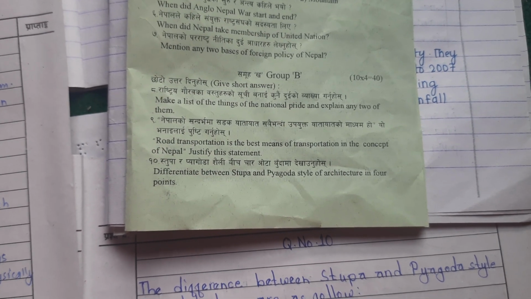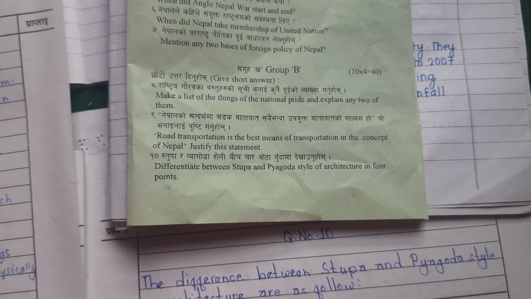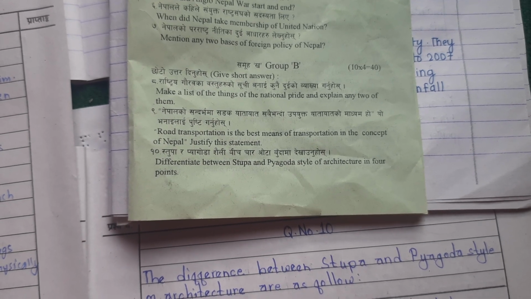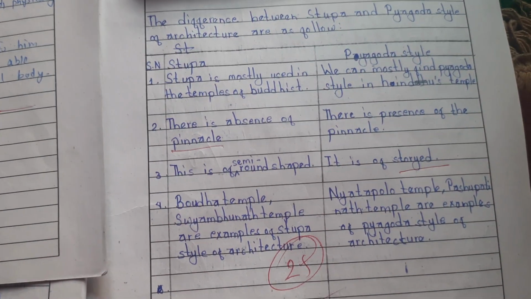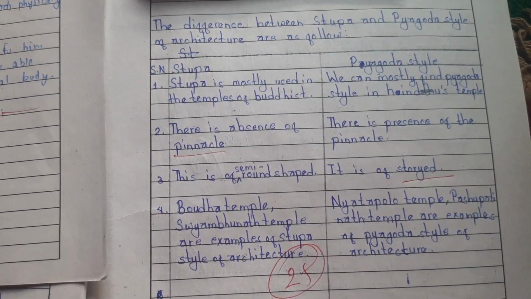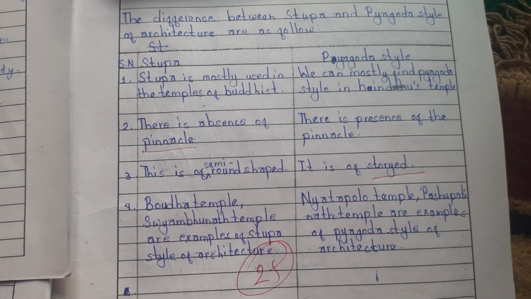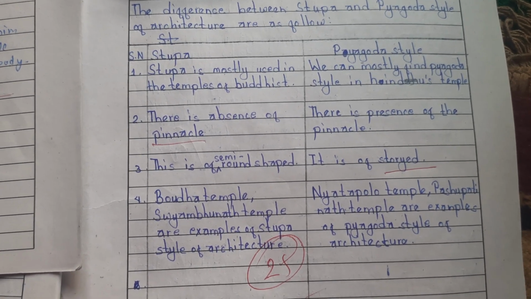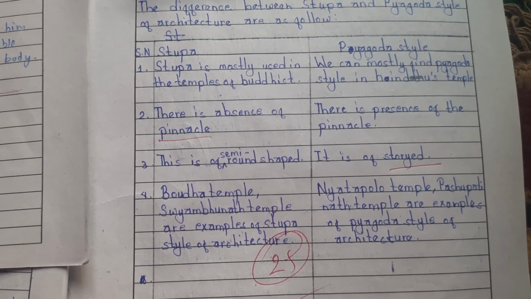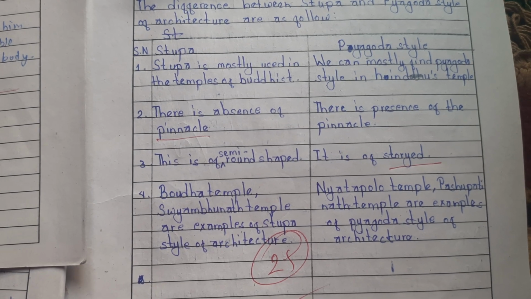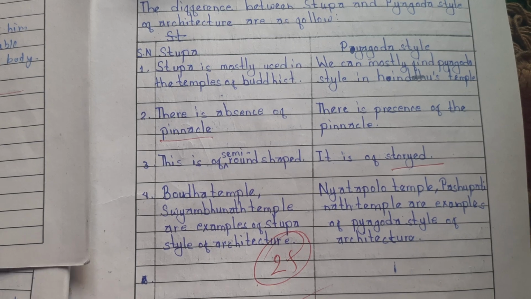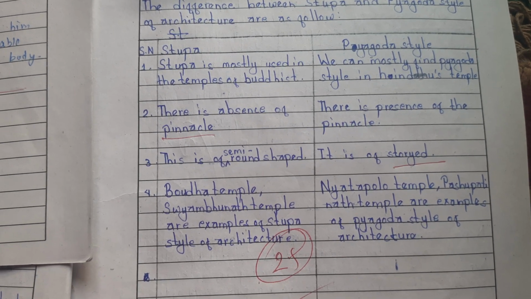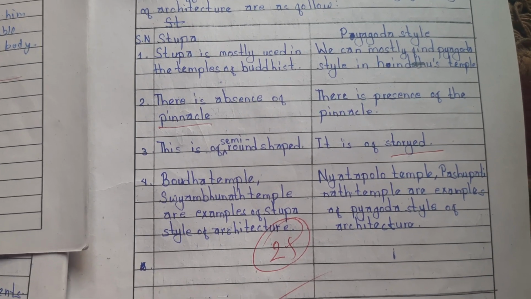Question number 10 is: differentiate between stupa and pagoda style of architecture in 4 points. A student writes there is absence of pinnacle, there is presence of the pinnacle. Definitely stupa has also pinnacle on top, right? It is of semi-round shape. Pagoda style, definitely it is multi-storied, so a mistake is happening over here.